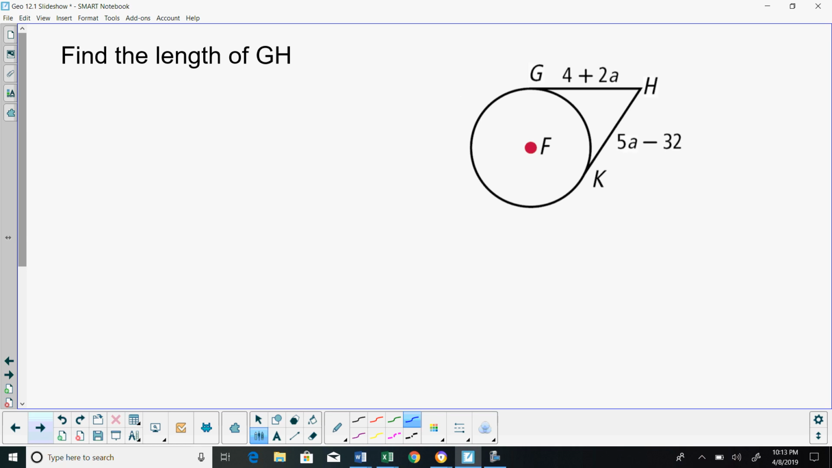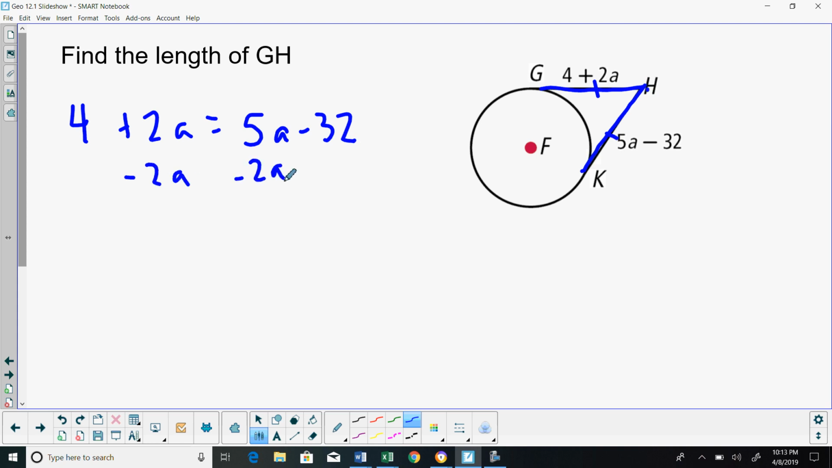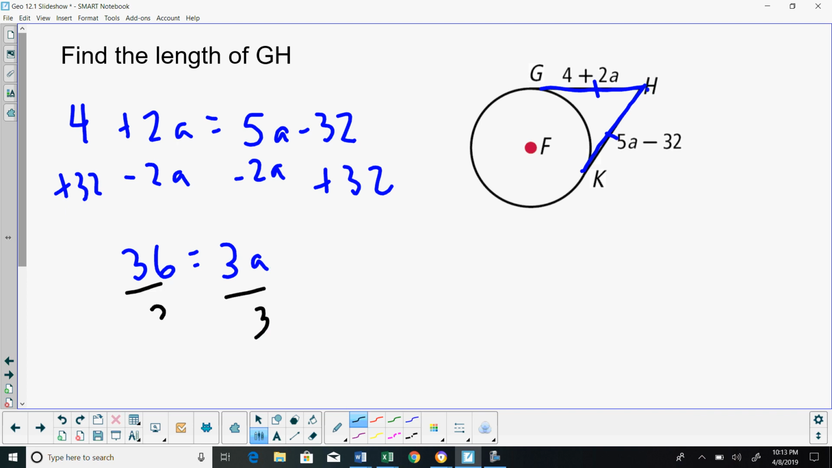Again, I see that I've got a tangent segment, GH, and another tangent segment, HK. That means they've got to be congruent. So I can set those two segment lengths equal to each other. I get 4 plus 2a is equal to 5a minus 32. Let's solve this equation by subtracting 2a from both sides and adding 32 to both sides. So I think I get 36 equals 3a. And then if I divide both sides by 3, I end up getting a equals 12.